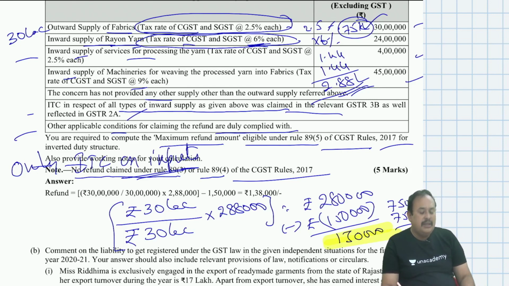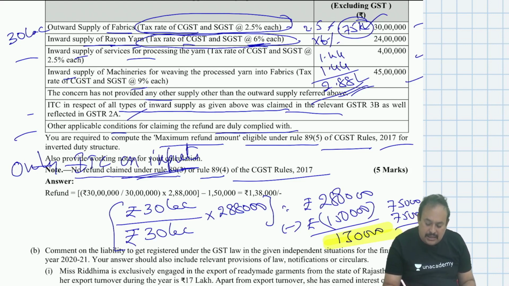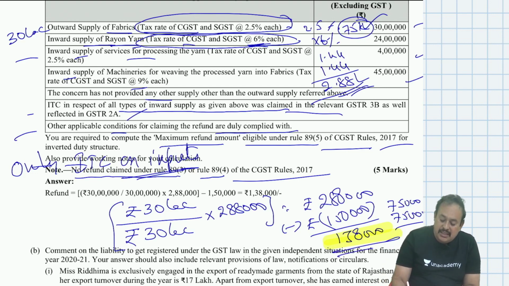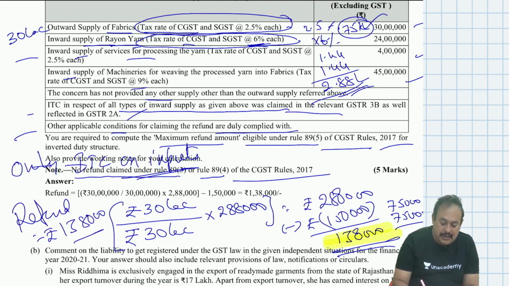1,30,000. 1,80,000, 2,88,000, no, it is 2,88,000 minus 1,50,000, 1,38,000. So 2,88,000 minus 1,50,000, the excess credit is 1,38,000. 1,38,000 is the refund amount. So refund is amount equal to, in the given case, 1,38,000.